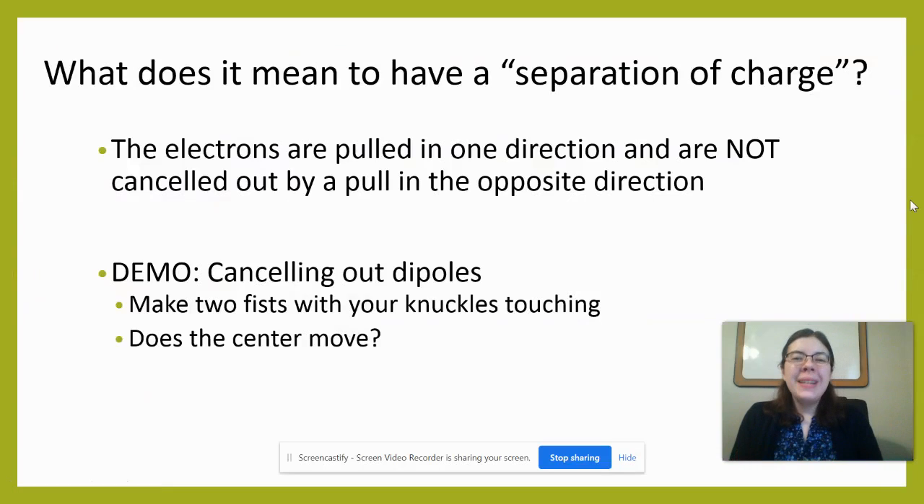Okay, so you might be wondering, what does it mean to have a separation of the charge? Well, quite simply, the electrons are being pulled in one direction and are not being pulled back or canceled by a pull in the opposite direction.